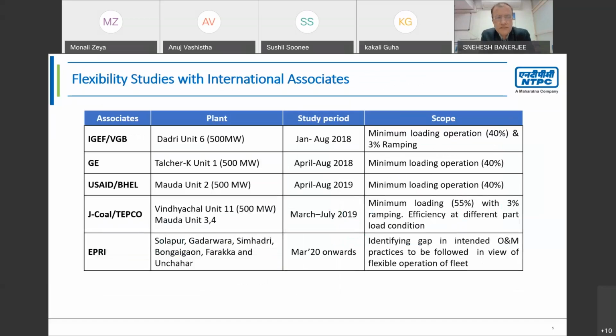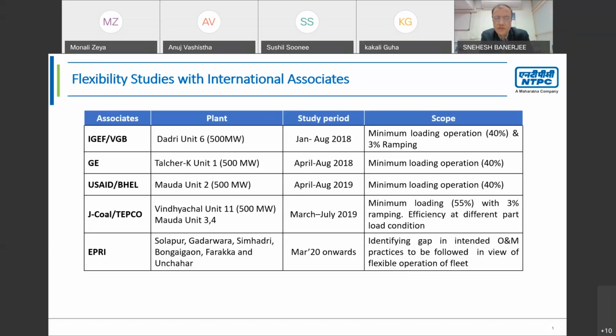NTPC has taken the initiative of conducting many pilot studies, and now we are in the process of implementing the learnings from all those pilot studies. In each of the pilot studies, we have taken up the 500 megawatt units, and there is some logic for why we are touching those. USAID is also associated with the pilot studies, along with BHEL, at Mauda Unit 2, 500 megawatt. And there are other studies as well.